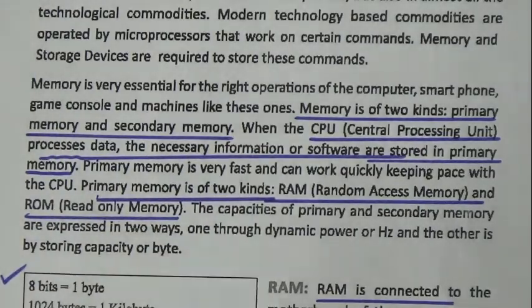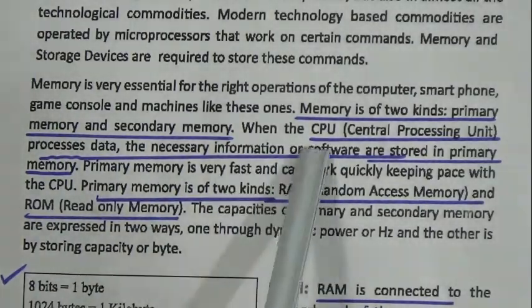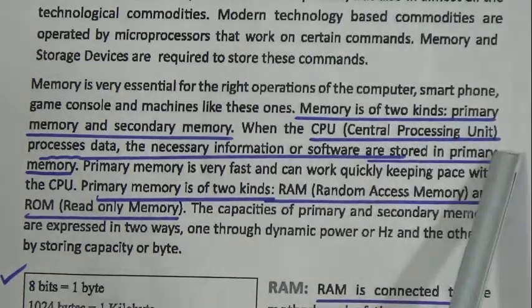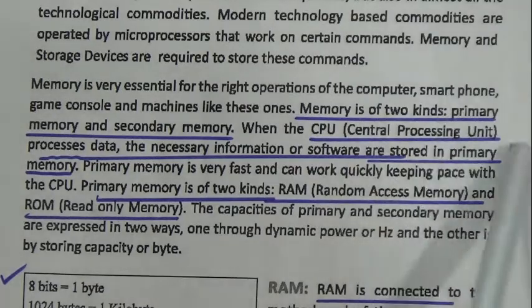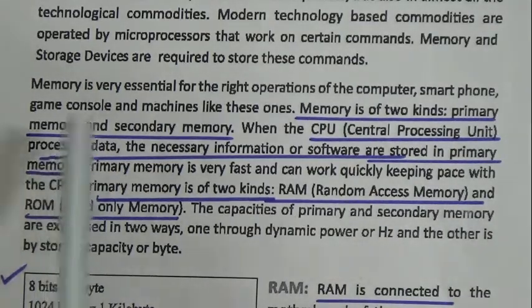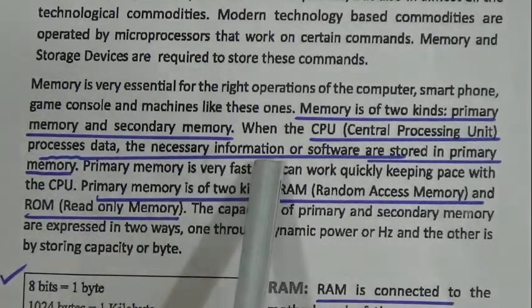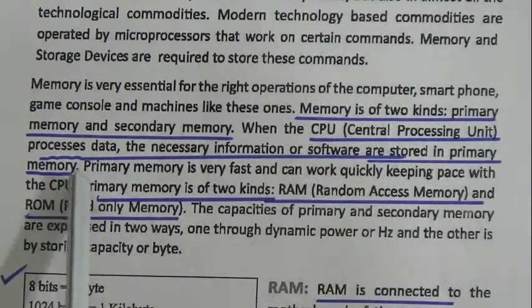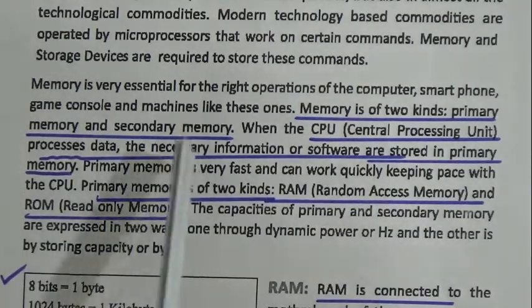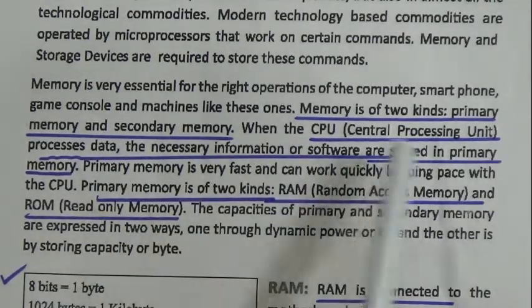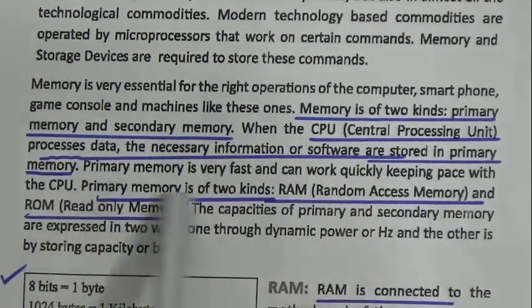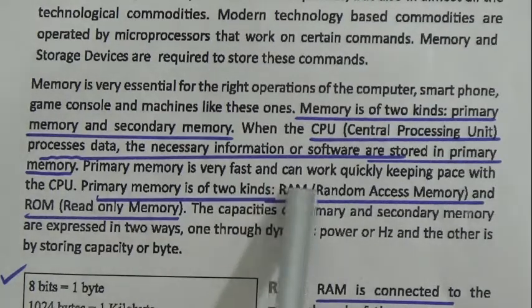When the CPU, or central processing unit, processes data, the necessary information and software are stored in primary memory. So in the primary memory, the processed data, the necessary information and software are stored. Primary memory works very fast and keeps pace with the CPU quickly.